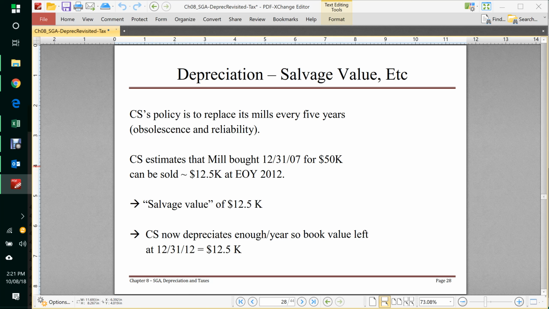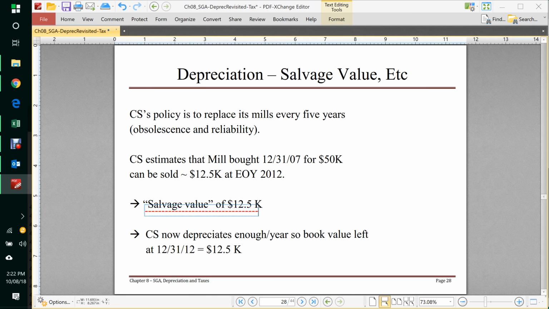At the time when they bought it, their best guess was that they could sell it for $12,500 at the end of year 2012. So it still is going to be at the end of the useful life for them. They don't want to use it in their shop anymore, but they will sell it to a refurbisher or a startup that needs a really cheap machine, something like that. When they're going to sell it, the amount they estimate they're going to sell it for at the end of the useful life is called the salvage value.